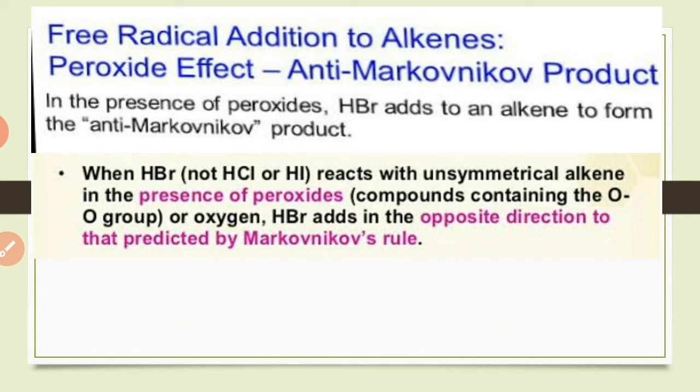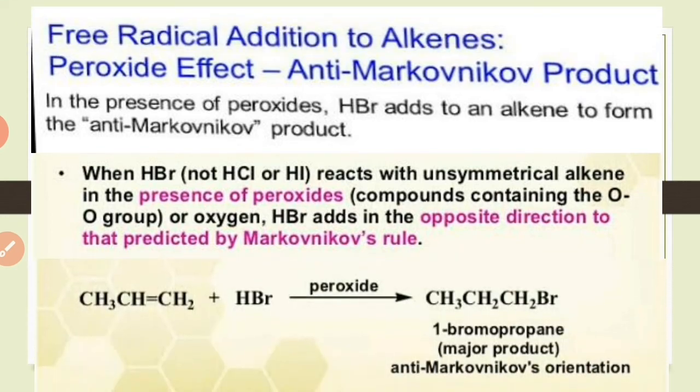According to anti-Markovnikov's rule, in the addition of HBr to an unsymmetrical alkene, the bromine atom will join the carbon carrying more hydrogen atoms, while the hydrogen atom will go to the other carbon atom. For example, when HBr is added to propene in the presence of peroxide, there is formation of 1-bromopropane, that is the major product.